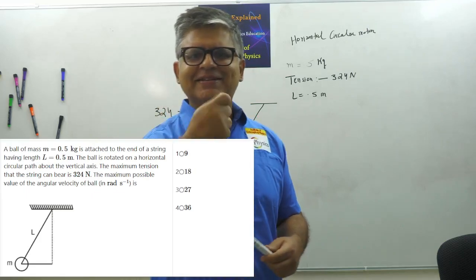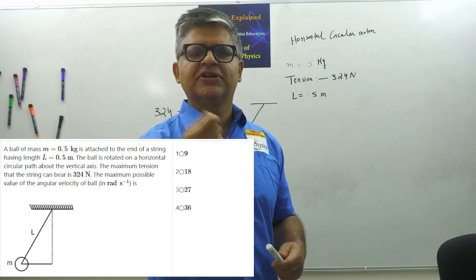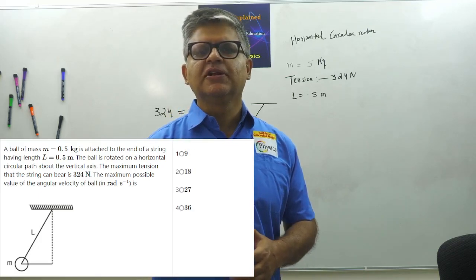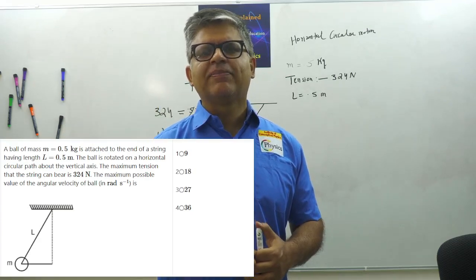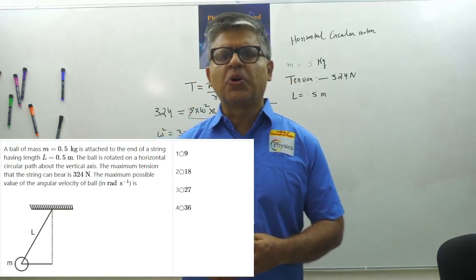If you exceed this, because your hand decides what the velocity is going to be, if you start rotating it faster in the horizontal circle, then the string is likely to break because the threshold of 324 newtons will be crossed. I think it's a good problem.